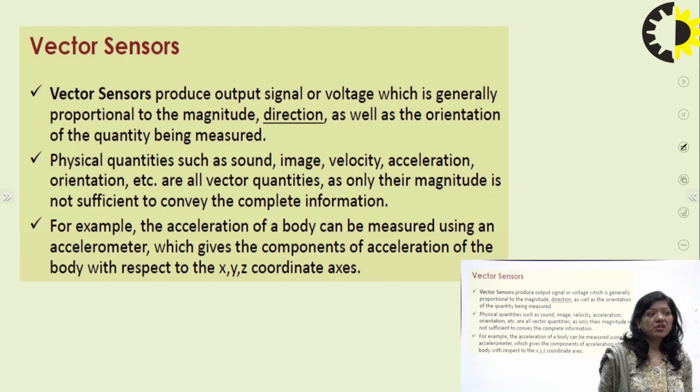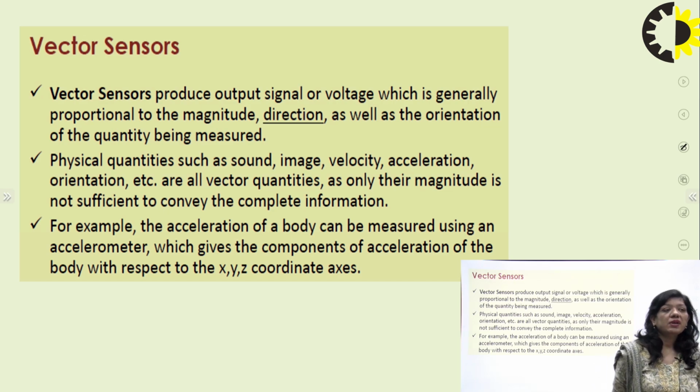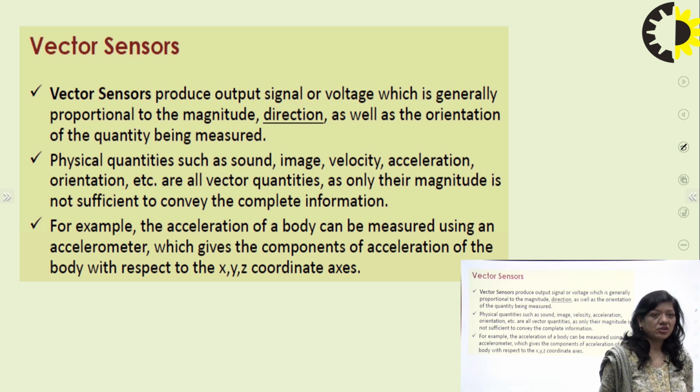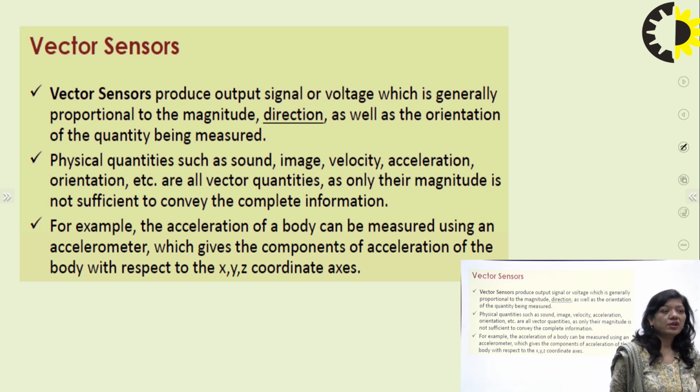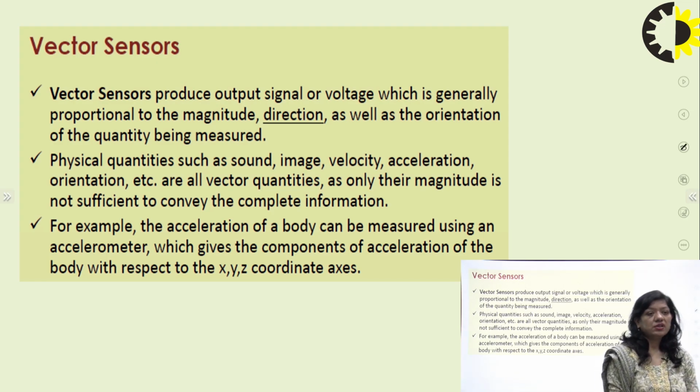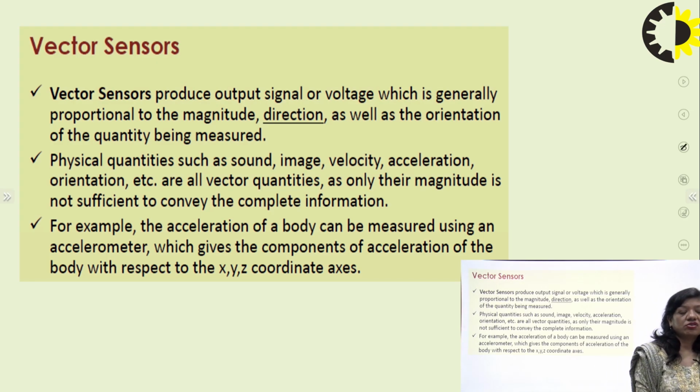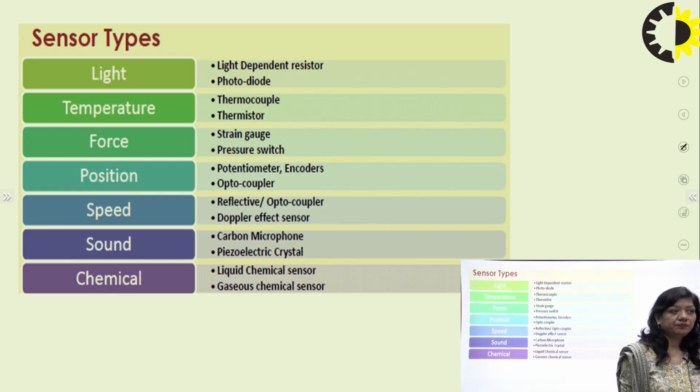Now, the next one is the vector sensor. A vector sensor produces an output signal or voltage which is generally proportional to the magnitude, direction as well as the orientation of the quantity being measured. Physical quantities such as sound, image, velocity, acceleration, orientation, etc. are all vector quantities as only their magnitude is not sufficient to convey the complete information. For example, the acceleration of a body can be measured using an accelerometer which gives the components of acceleration of the body with respect to the XYZ coordinate axes.